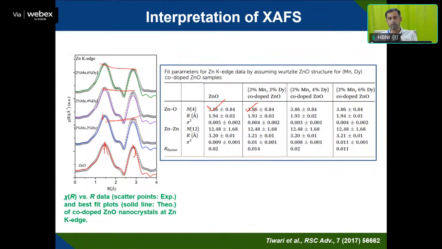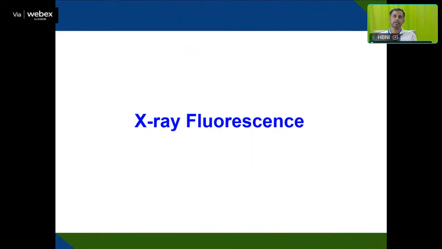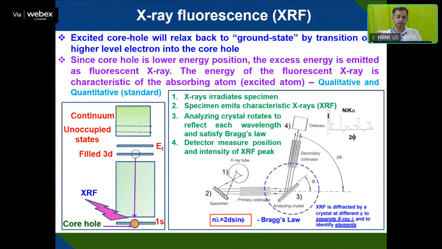So far we have discussed X-ray diffraction as well as X-ray absorption spectroscopy. Another spectroscopy that depends upon X-rays is X-ray fluorescence spectroscopy. By using X-ray fluorescence spectroscopy, you are able to identify the elemental composition of a crystal or a material.